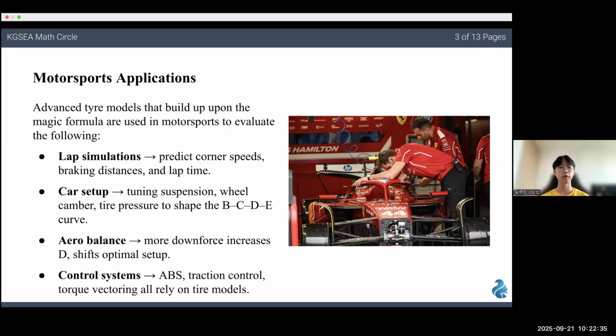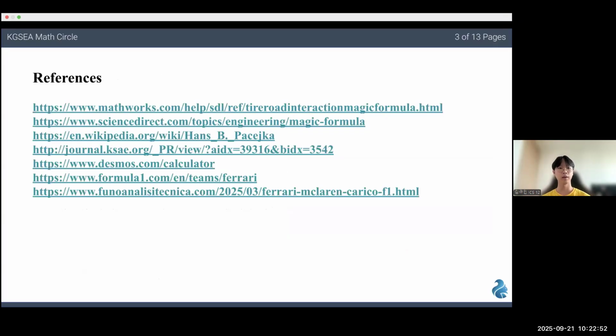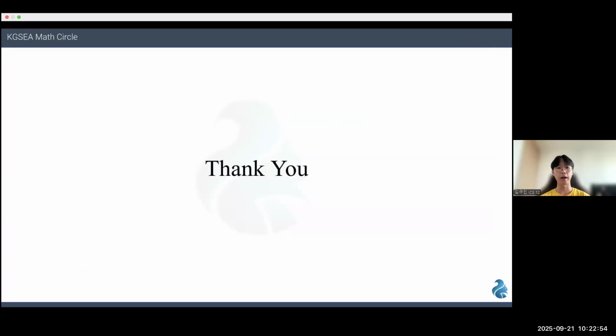And so not only in motorsports, but even in day-to-day life, in normal cars, safety systems such as ABS or traction control, or sometimes even torque vectoring, all rely on simulated tire models in order to find the optimal range for performance. And so that will be all for my presentation today.